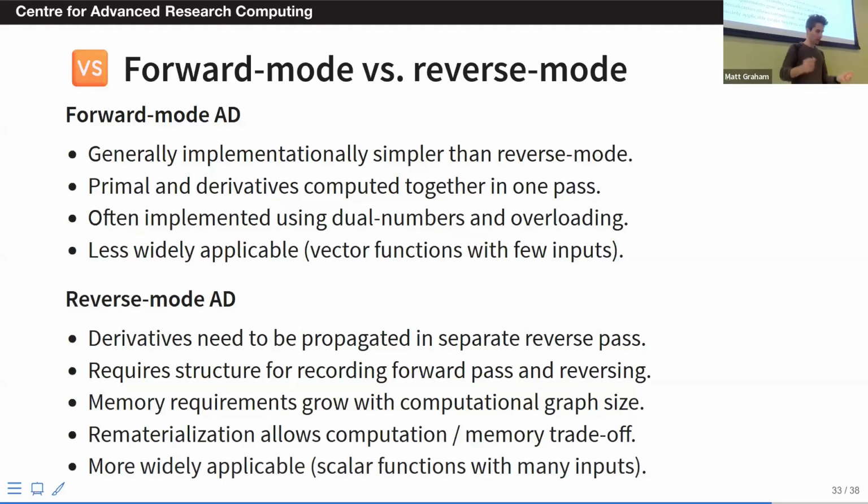But despite all of this extra implementation complexity, in some ways, reverse mode is actually the more widely applicable approach, because what it allows you to do is cheaply evaluate gradients.